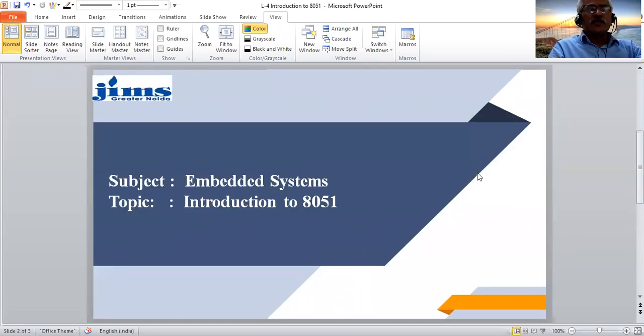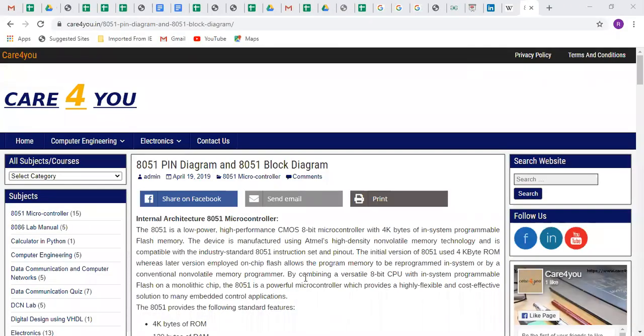In today's lecture, we'll be discussing an introduction to 8051. 8051 is an 8-bit microcontroller. So let us discuss the 8051, which is a microcontroller. The 8051 is a low power, high performance 8-bit microcontroller with 4 kilobytes of in-system programmable flash memory.